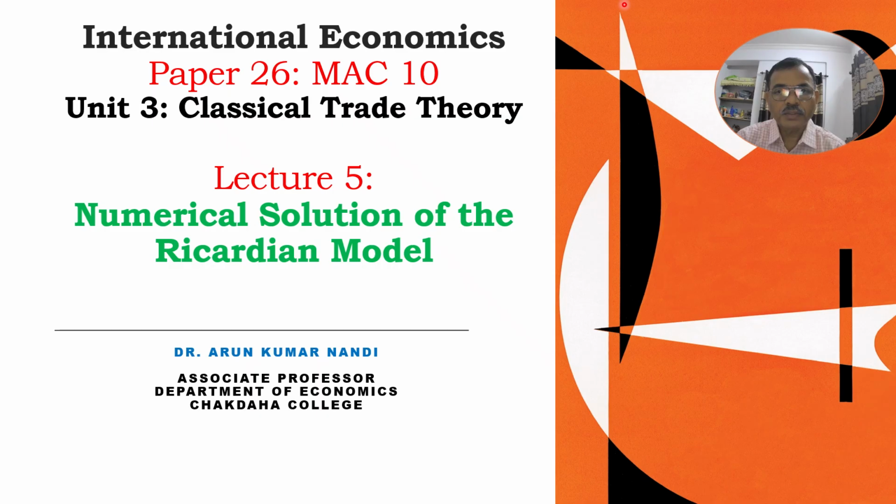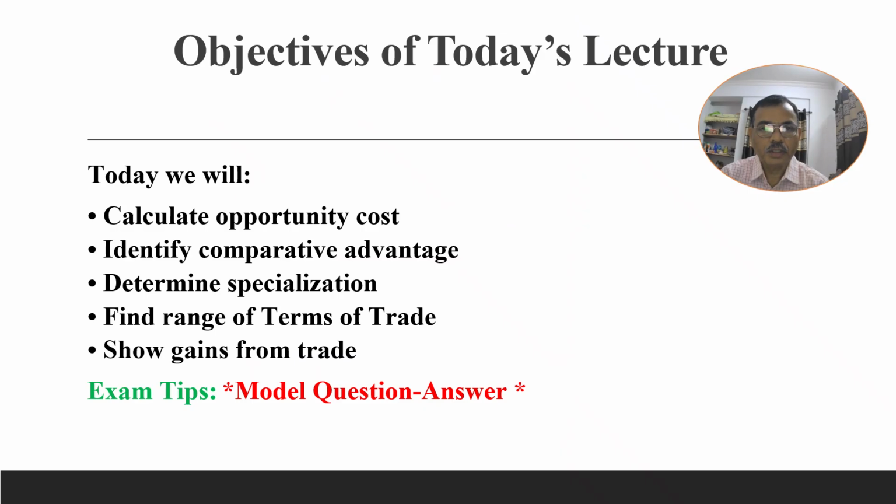In the previous lecture, we discussed the structure of the Ricardian model. Today, we will solve a numerical example step by step. Our objective is to calculate opportunity cost, identify comparative advantage, determine specialization, find the range of mutually beneficial terms of trade, and explain gains from trade. Let us begin.